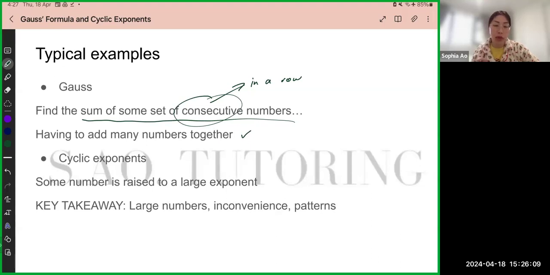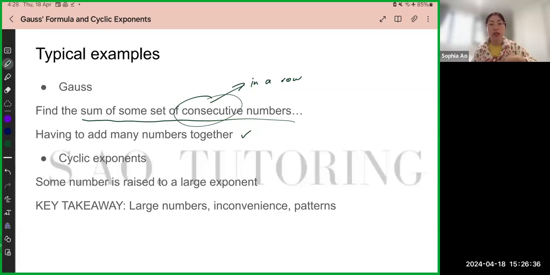With cyclic exponents, the examples are a little bit more limited compared to Gauss. Usually, it's just going to involve some number being raised to a large exponent. If you're having a very nice examiner, whoever's written the exam paper, if they're feeling a bit nice that day, it might just be very simple. They might just ask you 3 to the power of 1000 or something crazy like that.